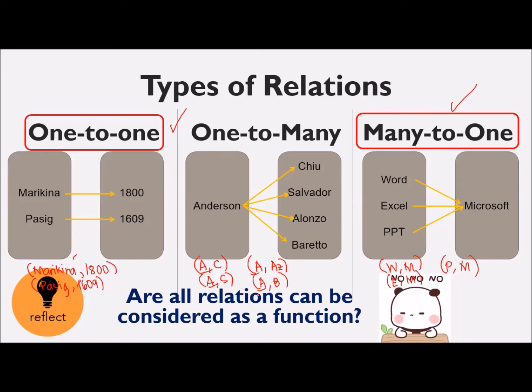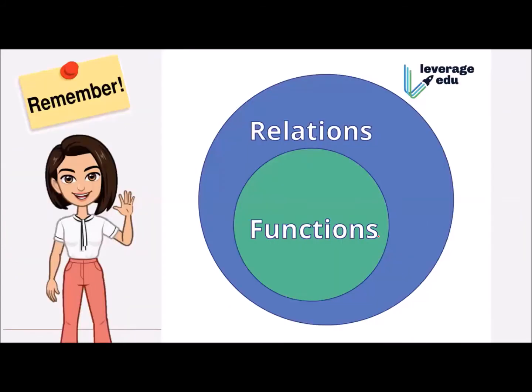Okay? So, if that's the case, one-to-one and many-to-one are all functions. Pero si one-to-many, itong one-to-many, siya lang ay relation. Okay? I hope that's clear. So, using this diagram, it tells us that not all relations are functions, but all functions are relations. Okay?